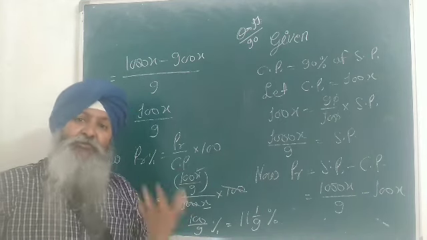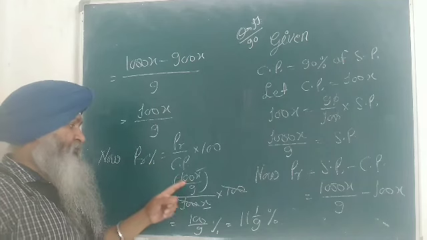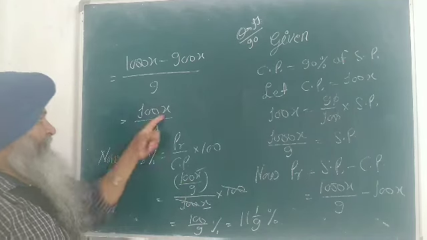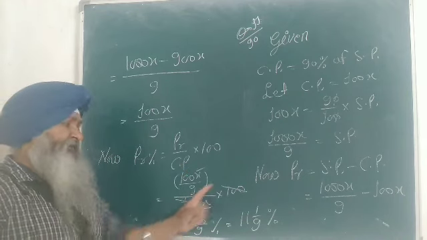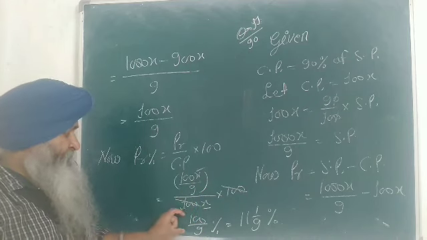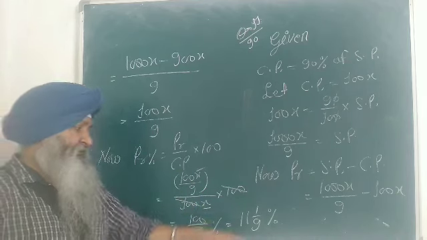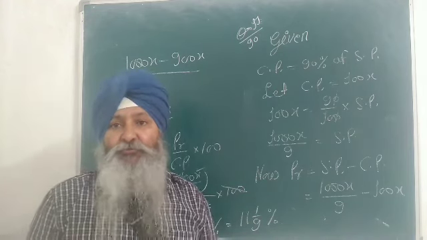When you know profit, you can find out the profit percent. So profit percent is profit upon CP into 100. What is the profit? 100x upon 9. CP is 100x, into 100. This 100 will cancel this 100, this x will cancel this x. So what is that? 100 upon 9, that is 11 1/9%. I hope you understand.